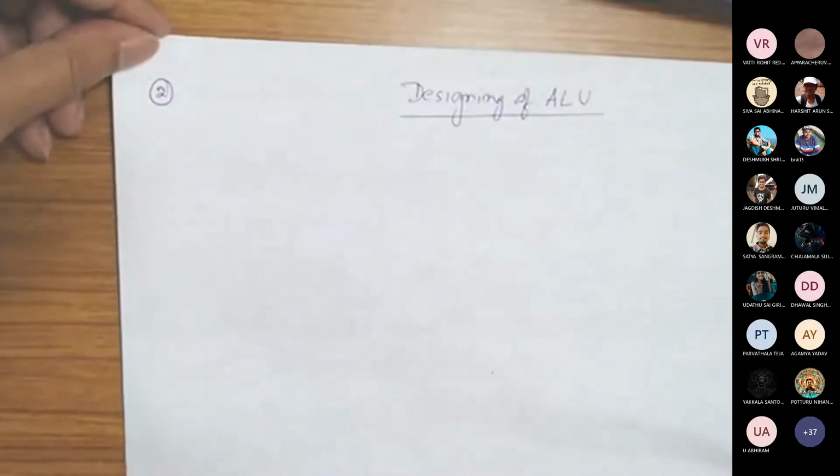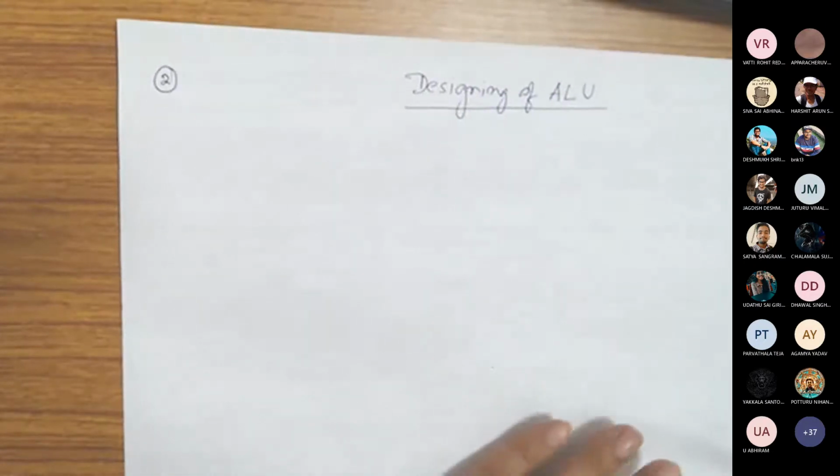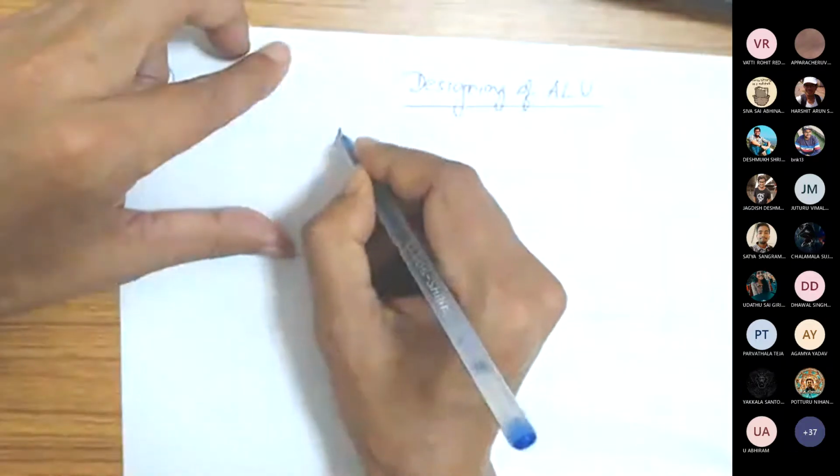Now, the next part of our discussion is the arithmetic logic unit. I believe that you have already gone through the basic adder, subtractor, and multiplier circuits. You have done it already? Adder, subtractor. So let me show you. I will start with the adder.